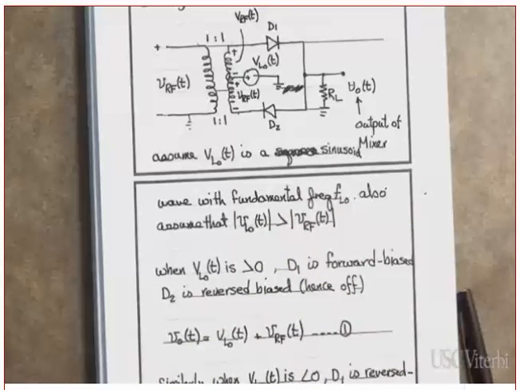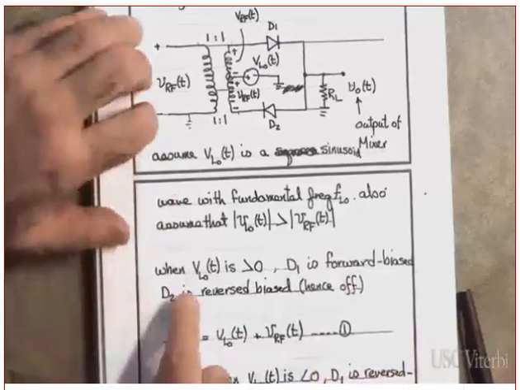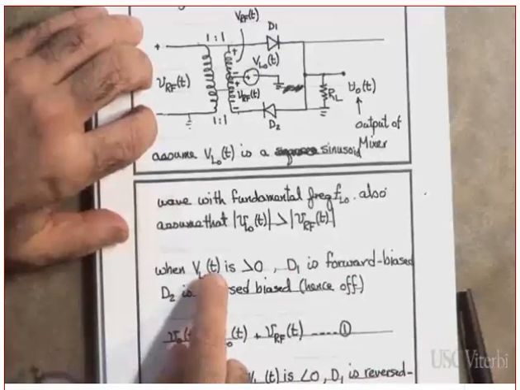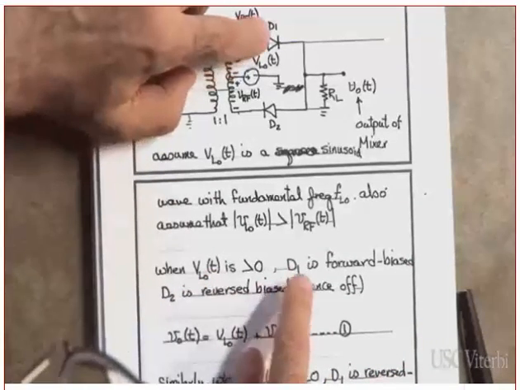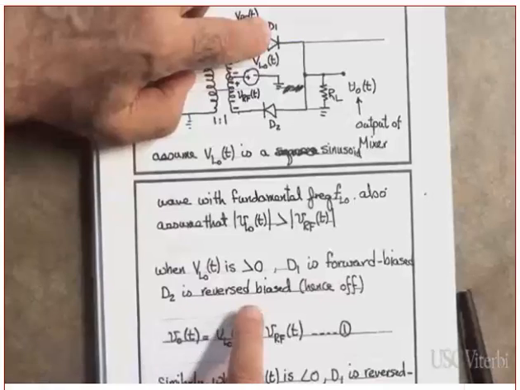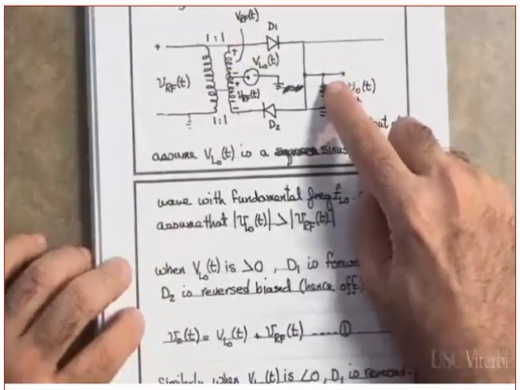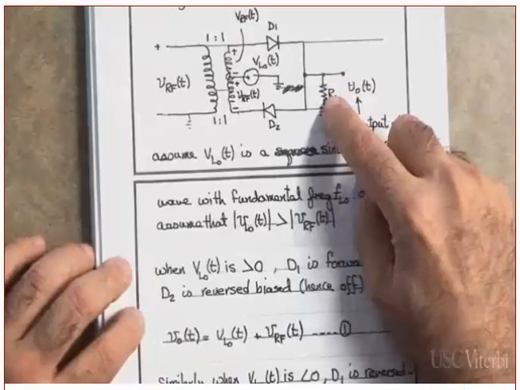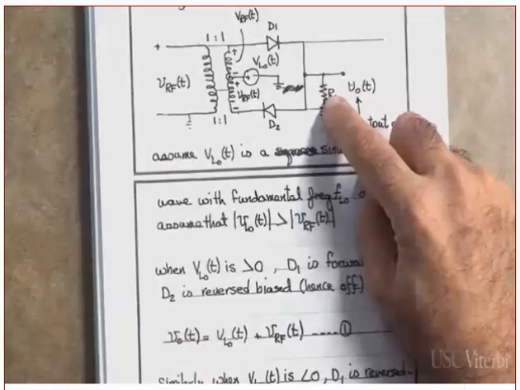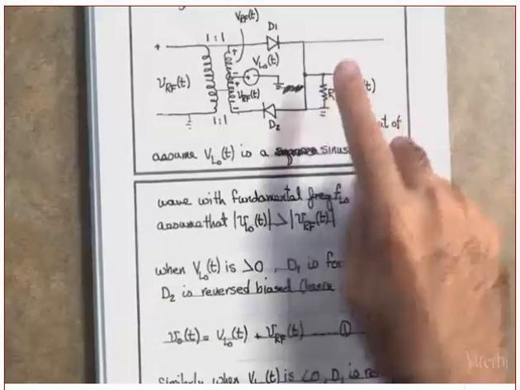It means that the LO is the stronger signal. Clear? For all time, when VLO(t) is positive, D1 is forward biased, D2 is reverse biased. What is the output voltage? Can you tell me what is the output voltage? Don't look at the equation. You are looking at the equation. What is the output voltage?